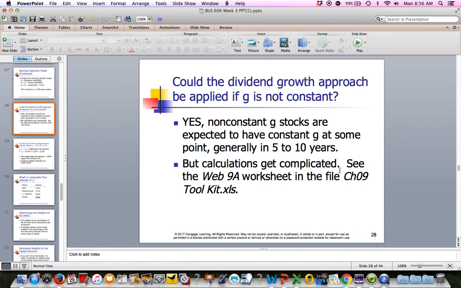It says here, could the dividend growth approach be applied if G is not constant? Yes, it's just more difficult to do. And I'm using this PowerPoint, I've mentioned that previously, from a different book. I'm just using the chapter of a different book that correlates exactly to the chapter of our book, but the book that we're using does not have any resources, so I'm kind of forced to use something else. So I just did not notice that I should have taken the second point out. So that's just what's there. Don't worry about that.